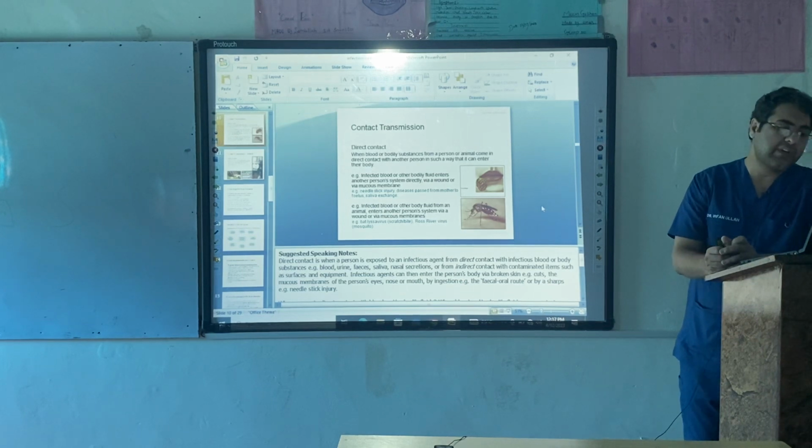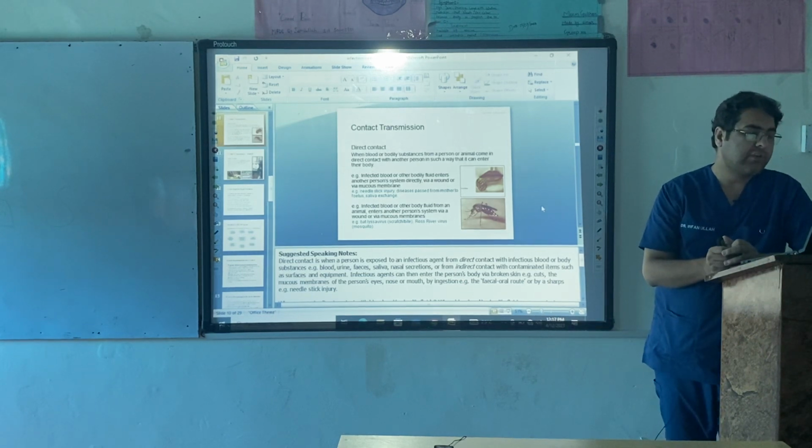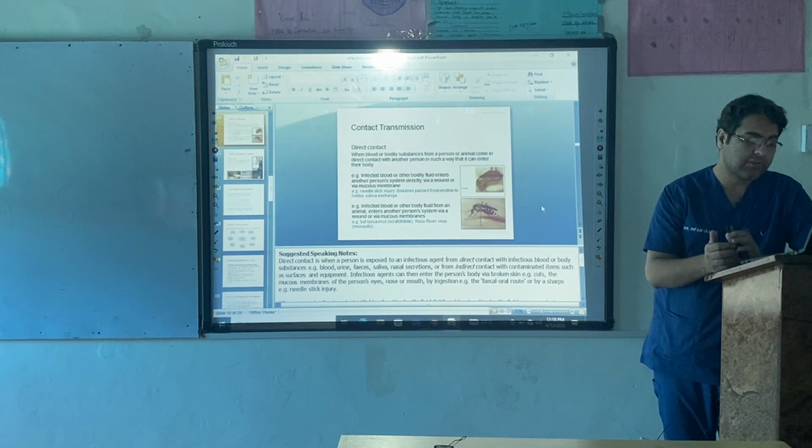For example, infected blood or other body fluids from an animal enters another person's system via a wound or via mucous membrane. For example, rabies, Lyssavirus, scratch or bite, Ross River virus and mosquito.